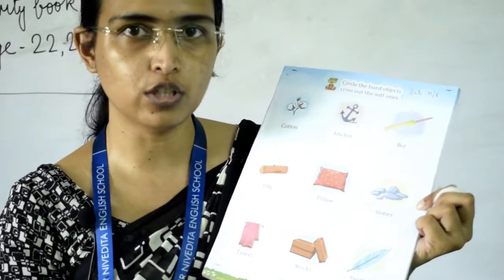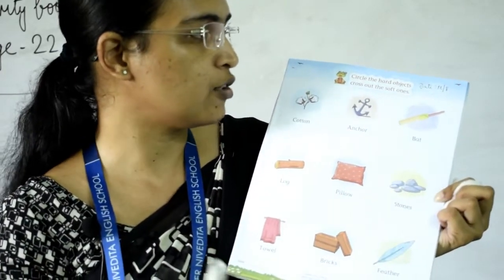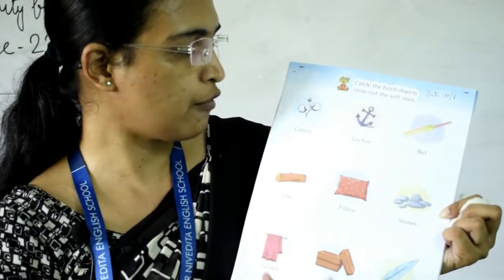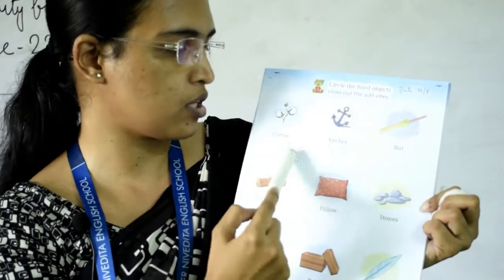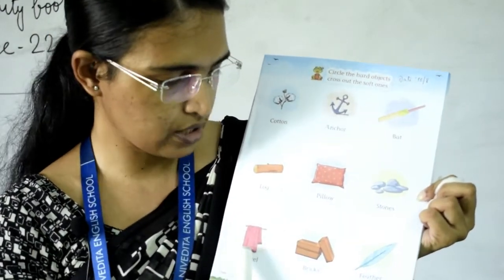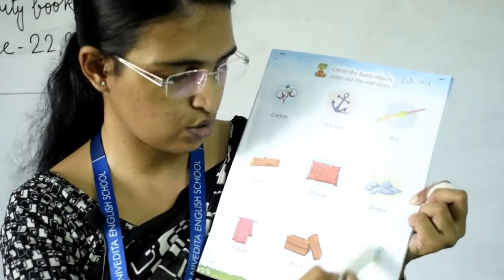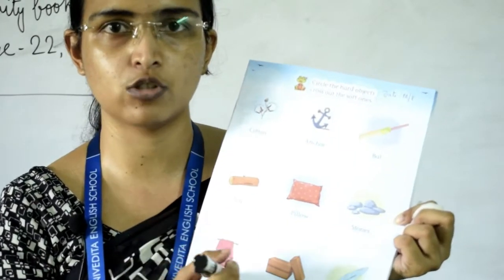So what you have to do, you have to circle the hard objects. Then after that you have to cross out the soft ones. So among this, which are soft objects? Cotton is a soft object, so you have to cross this. Pillow is a soft object, cross it. Towel is a soft object, cross it. And feather is also a soft object, so cross it. So in this way you have to do this page. So this page is also your homework.